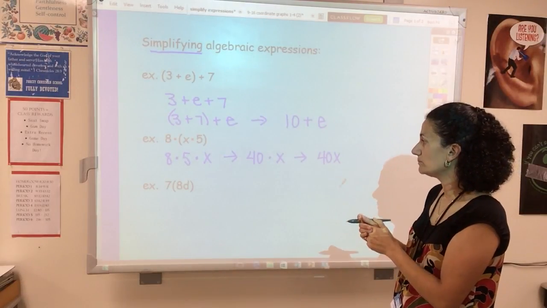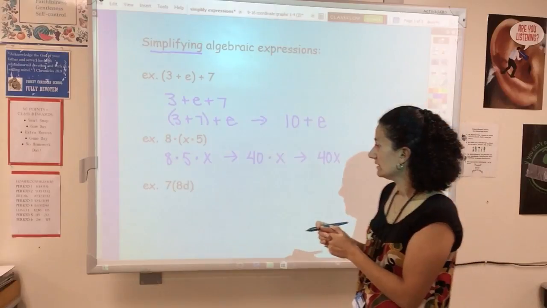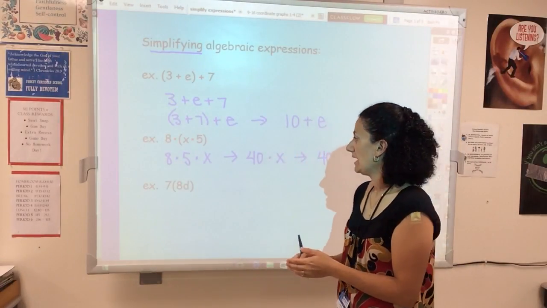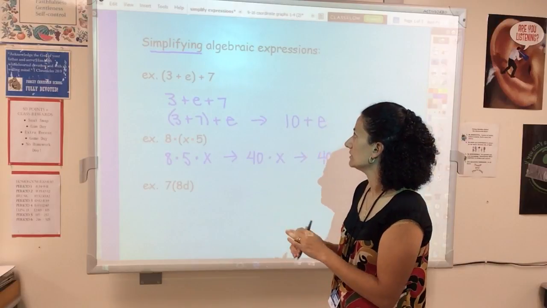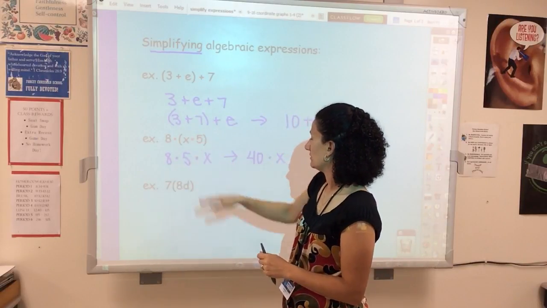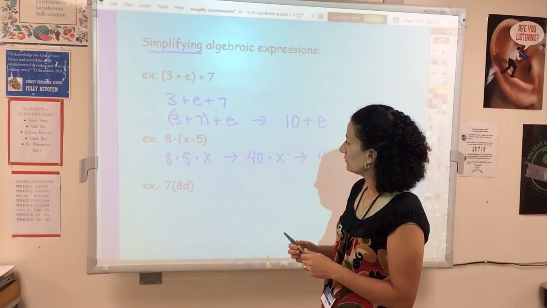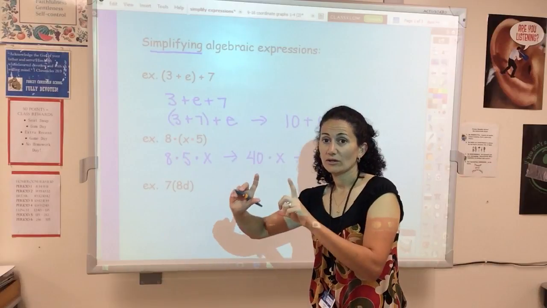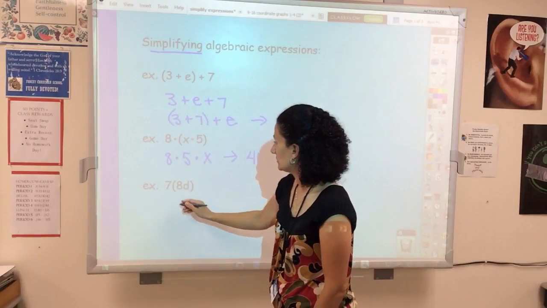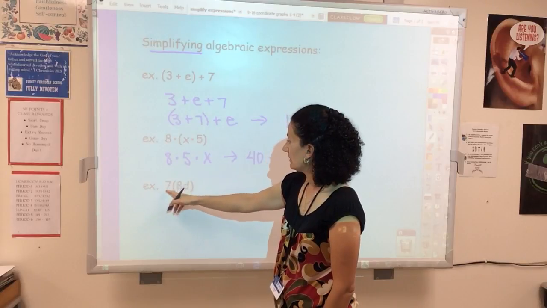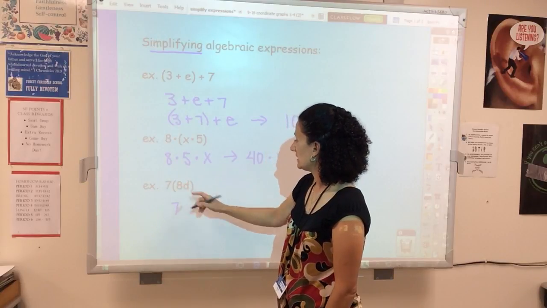One more example. In this one, I'm going to use the associative property. I don't need to move the numbers here at all. I moved the 7 around here. I moved the 5 around here. In this one, I don't really need to move anything. I just am going to move the grouping symbols. I don't need to move the numbers. So I'm going to use the associative property. This is telling me to do 7 times 8 times d.